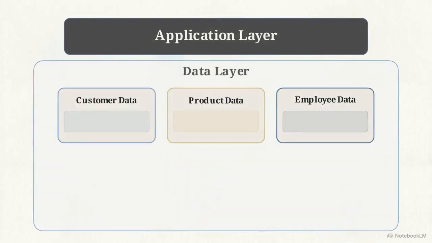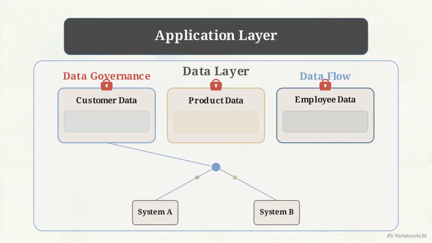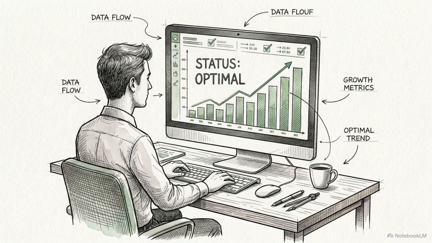Data packets drop from the application layer into three primary pools: customer, product, and employee data. Overseeing these requires strict data governance and explicit ownership for accuracy. Organizations must also map data flow metrics, tracking origins, movement across systems, and exact duplication points. Maintaining this rigorous oversight guarantees data quality, preserving integrity and consistency across the entire organization.